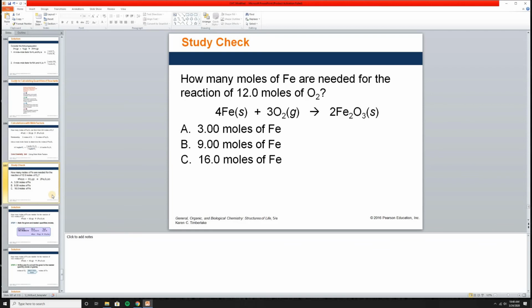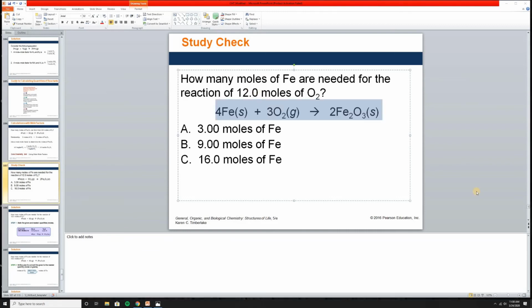So how many moles of Fe are needed for the reaction with 12 moles of O2? So in the equation we have 3 moles of O2, and we're being asked for how many moles of Fe, right? Not Fe2O3. So you can try this on your own, but you can pause it here. But I'm just going to keep going because we're almost done. So for the equation, we have 3 moles of O2. Now we're being asked what happens if you react 12 moles of O2. So to get from 3 to 12, we're multiplying by 4. So we multiply this by 4.